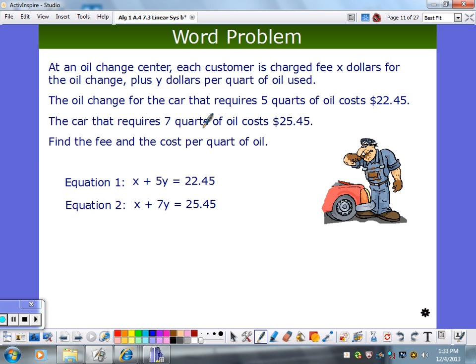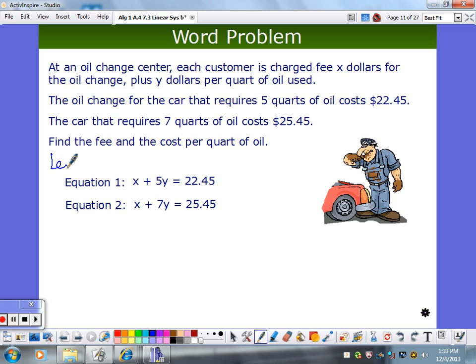So 2 people went to this place. The first car needed 5 quarts of oil. When they were all done, they paid $22.45. The second car that went in needed 7 quarts of oil, and they paid $25.45. I want to find what that fee is, the fee you have to pay them. It's kind of like labor, for them to actually do it. And then how much for oil.